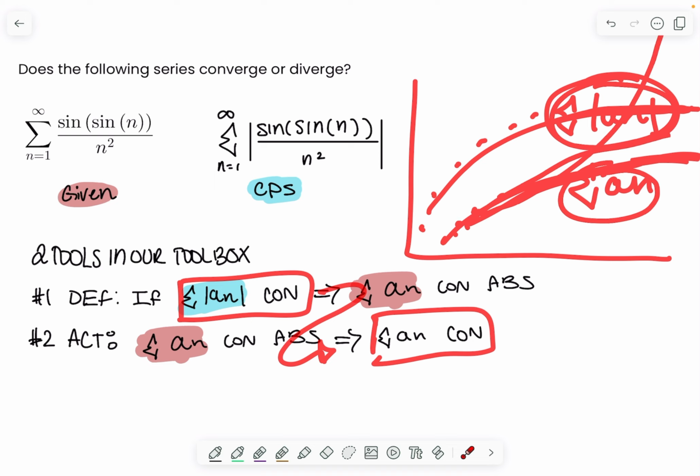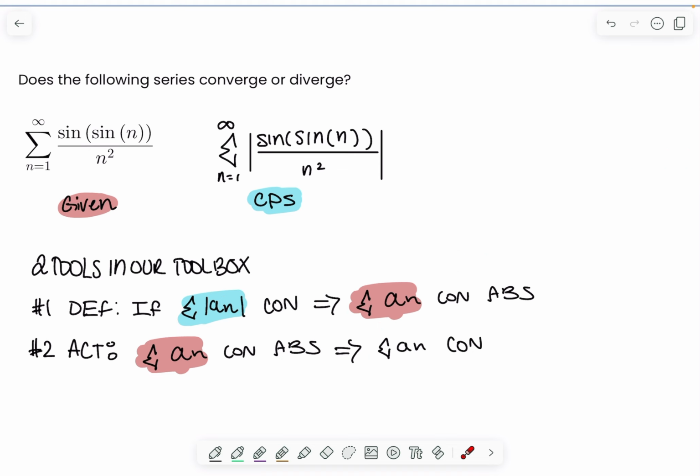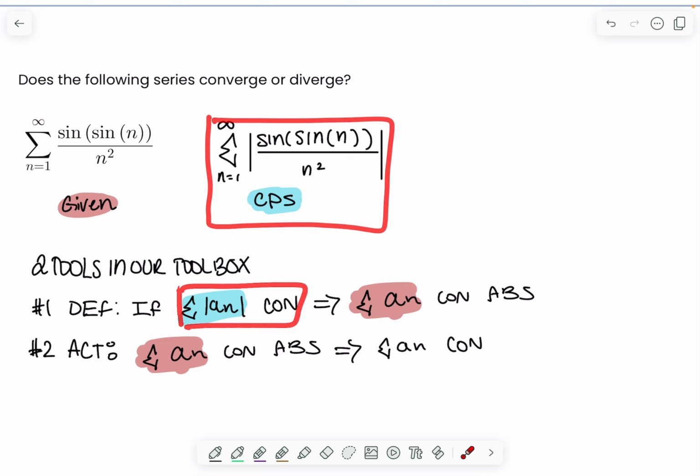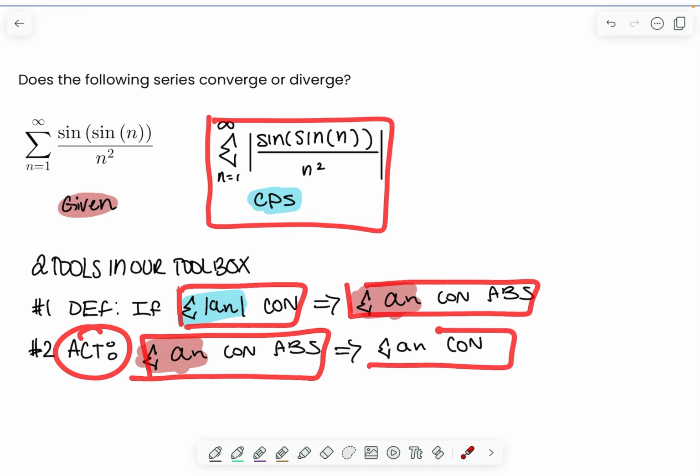So it's going to have to converge eventually. So the whole idea is if we're able to test this corresponding positive series and we can find that it converges, then we can say that the given series converges absolutely and use ACT, the absolute convergence theorem, to say that because it converges absolutely, we know that it converges itself, and then we can answer the actual question.